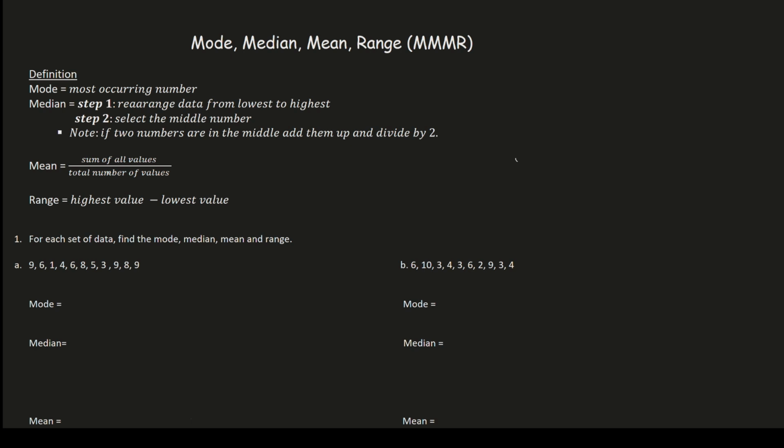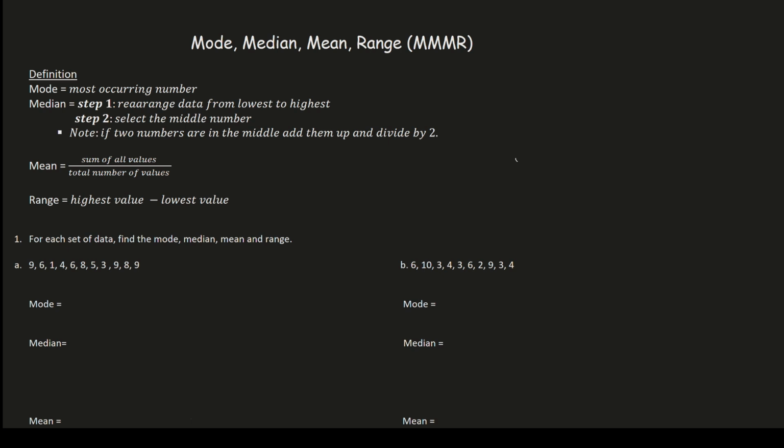Mean, sum of all values over total number of values. And the range, highest value minus lowest value. Now let's solve these examples. Example 1, it says for each set of data, find a mode, median, mean, and range. So I have some set of data here.